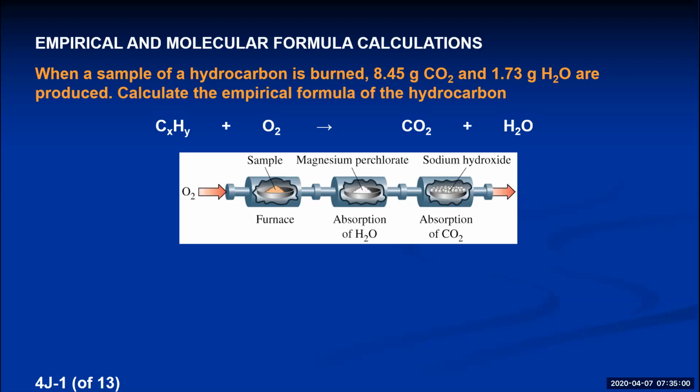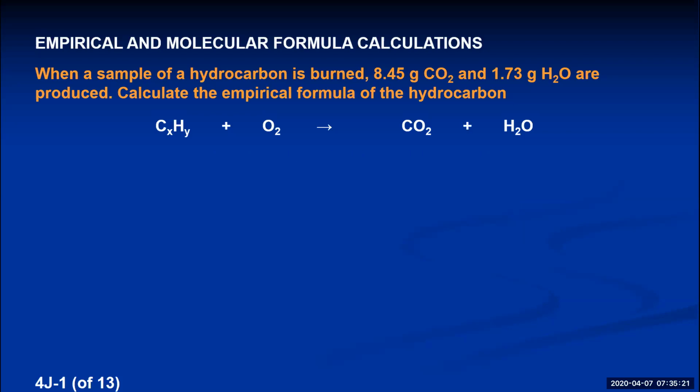The vapor is also passed through another container that contains sodium hydroxide, which is an absorber of carbon dioxide. So if the sodium hydroxide is weighed before the reaction occurs and then weighed afterward, the difference is going to tell you how much carbon dioxide was produced, and in this case, it's 8.45 grams. So with that in mind, here's how we can calculate the empirical formula of this compound.